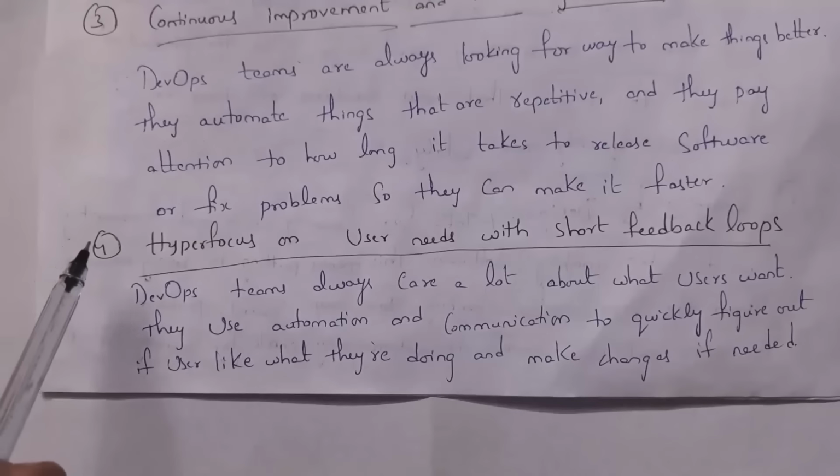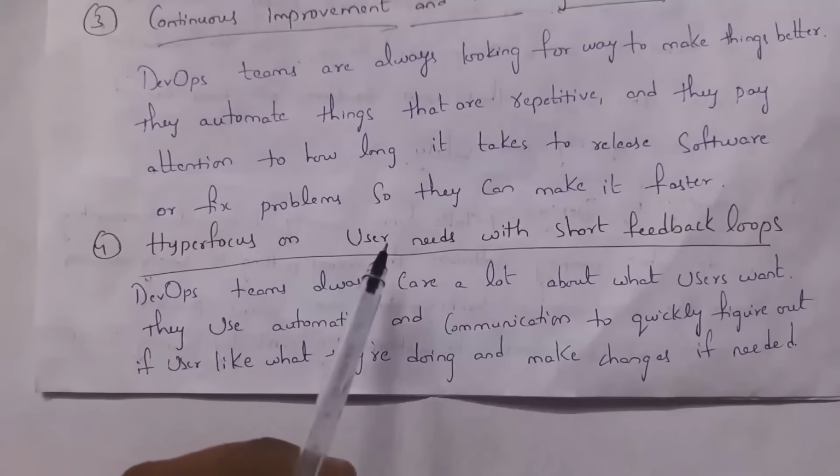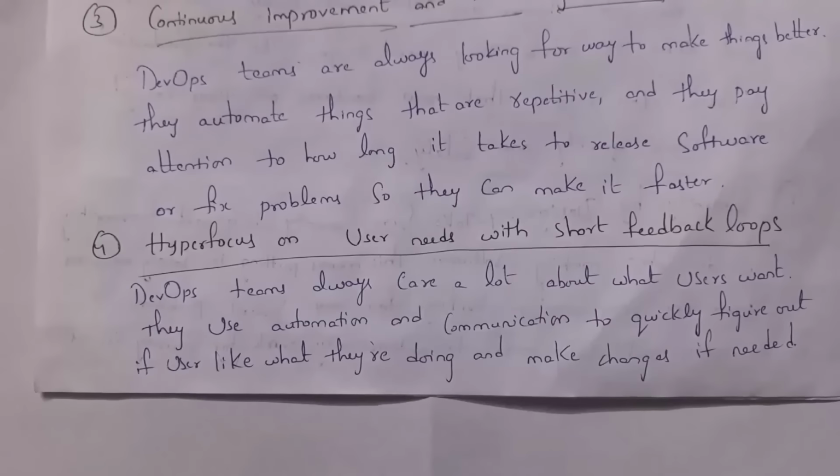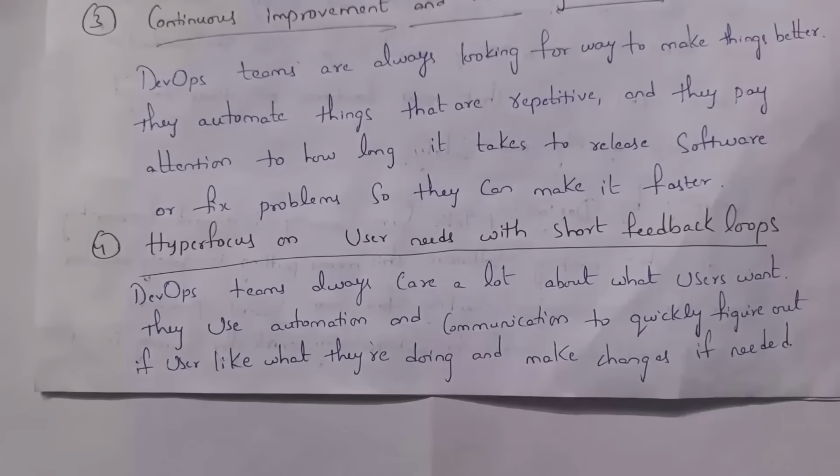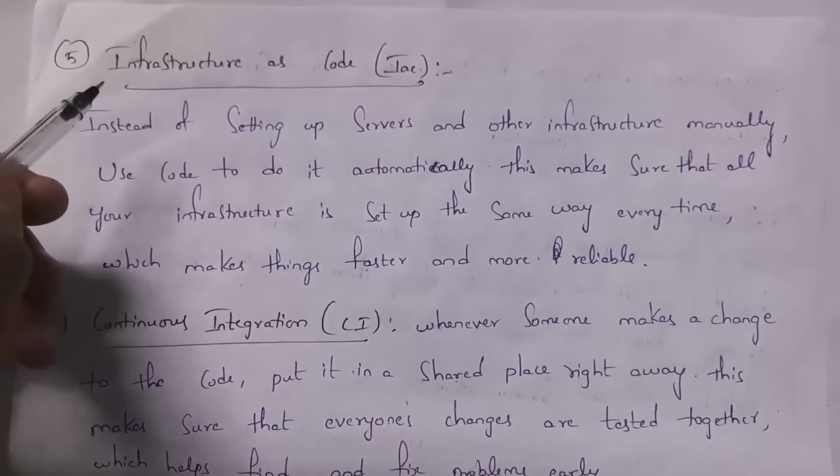Fourth one is hyper focus on user needs with short feedback loops. Guys, the DevOps team always focuses on what the user wants. Whenever a user wants any changes in software, by using automation, the DevOps team will complete those changes in the software and they will satisfy users.